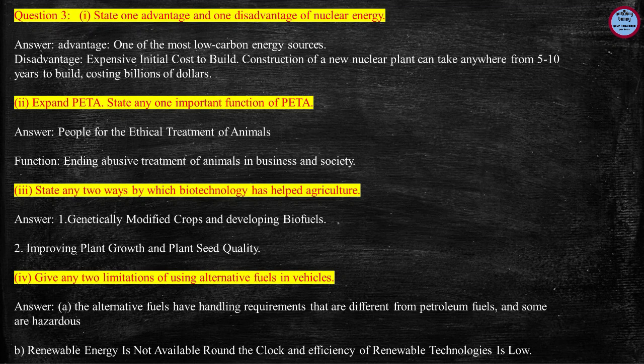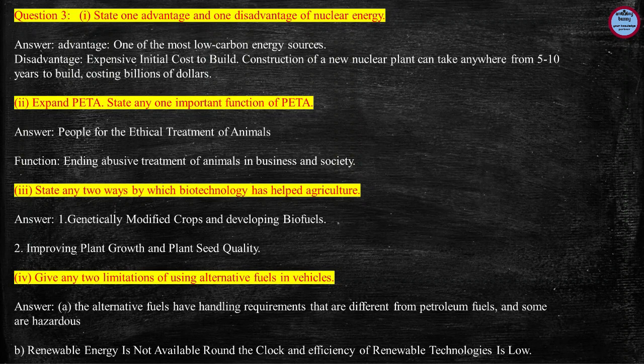Next is expand PETA. State any one important function of PETA. The full form of PETA is People for the Ethical Treatment of Animals, and the function is ending abusive treatment of animals in business and society.